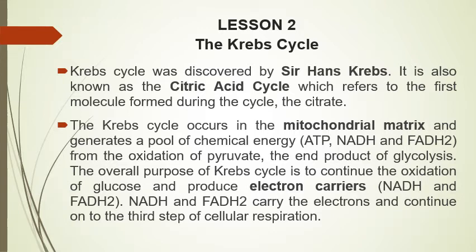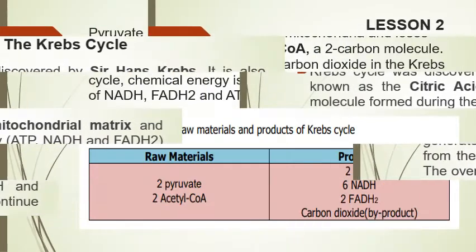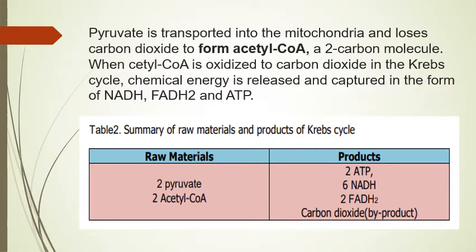The overall purpose of the Krebs cycle is to continue the oxidation of glucose and produce electron carriers, NADH and FADH2. NADH and FADH2 carry the electrons and continue on to the third step of cellular respiration. Pyruvate is transported into the mitochondria and loses carbon dioxide to form acetyl-CoA, a 2-carbon molecule. When acetyl-CoA is oxidized to carbon dioxide in the Krebs cycle, chemical energy is released and captured in the form of NADH, FADH2, and ATP.